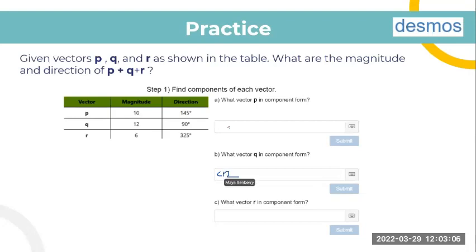So they've given us the magnitude and direction of each of the vectors, which means we're going to have to use some trig to figure out what are the horizontal and what are the vertical components of each. Perfect. We've got vector P in there. Hopefully Q and R are coming. Perfect. We've got vector Q.